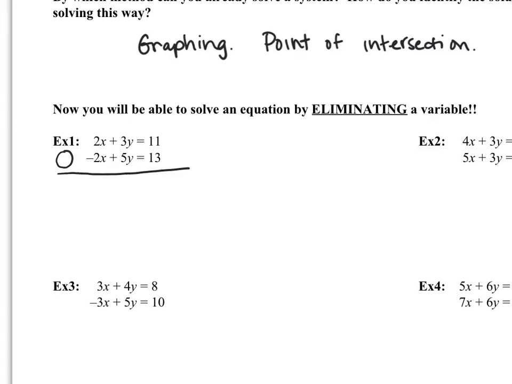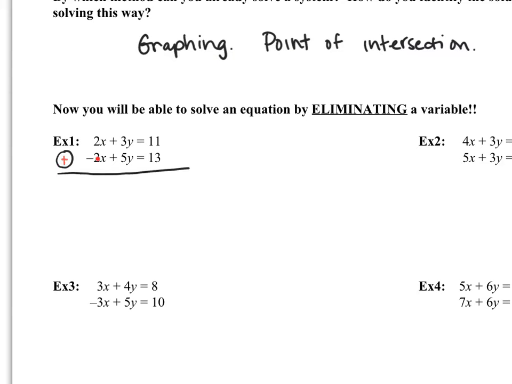Now I'm going to draw a circle here, and inside this circle I'm going to put a plus sign as a reminder to myself that I'm adding these equations. The other thing to keep in mind is that everything is nicely stacked upon each other: x's on top of x's, y's on top of y's, and equal signs on top of equal signs. This is important to make sure that you're able to eliminate one of your variables.